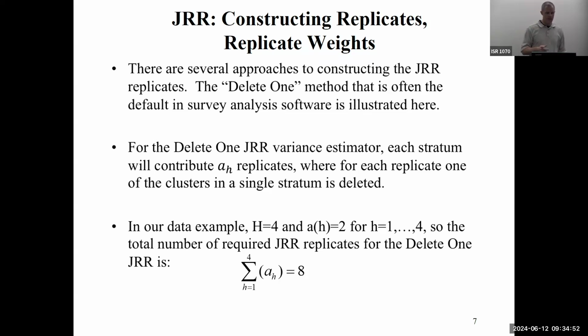So in our data example that we just looked at, we have a total of capital H equals 4 strata, and we have 2 sampled clusters within each of the 4 strata. So the total number of required jackknife replicates for this default delete one jackknife method is 8. We need to form 8 replicates in total. But remember, we only have 4 degrees of freedom for variance estimation. So technically, 4 of those replicates are overkill, right? But that's how the jackknife works.